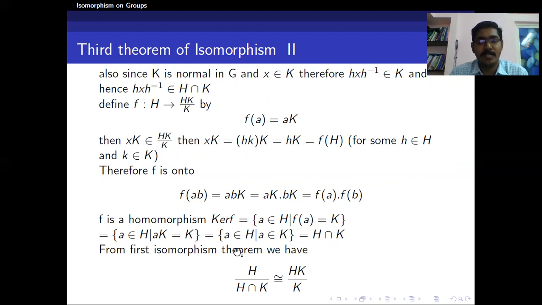Therefore, by the first isomorphism theorem, we can write H by H intersection K is isomorphic to HK by K.